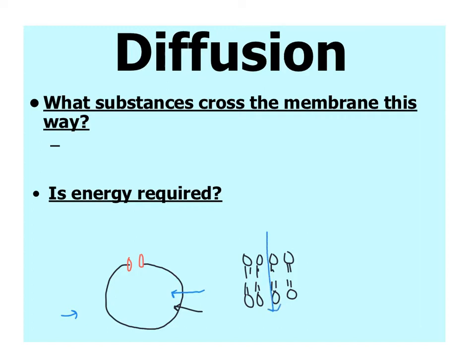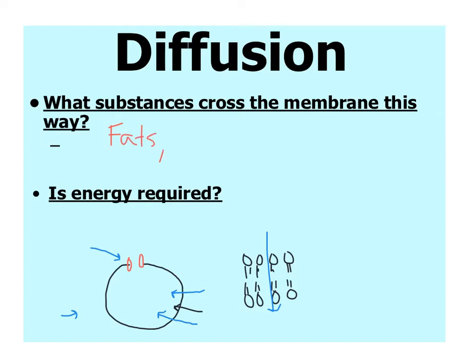Remember, there are also large doors or channels in the cell membrane. That would be the red guys over here. So that's a door that allows large molecules to come in, but that is not simple diffusion. Diffusion is when they go directly through the lipid bilayer. So what kind of things can go through the cell membrane this way? Hopefully you remember, fats can do it.